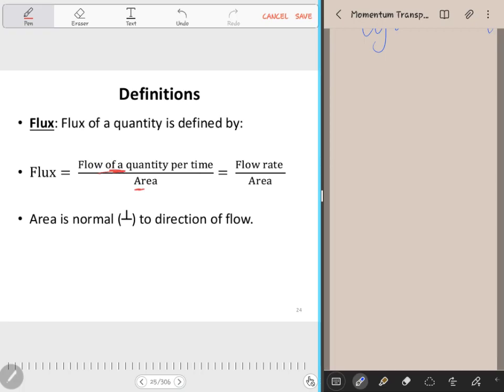right? Okay, so flow rate. When you hear rate, what comes to mind? We are measuring a particular quantity with respect to what? Time. So if I have velocity, it is distance over what? Time, right? So velocity is a flow rate, right?